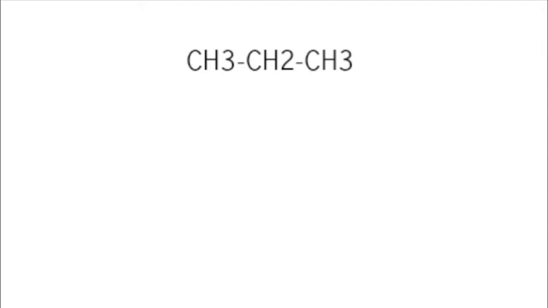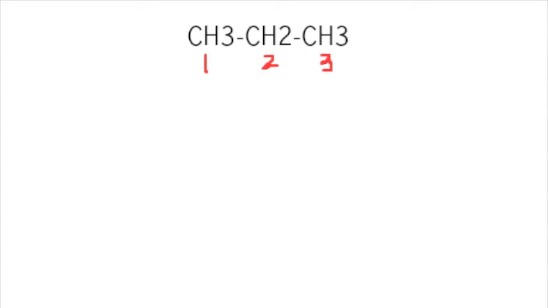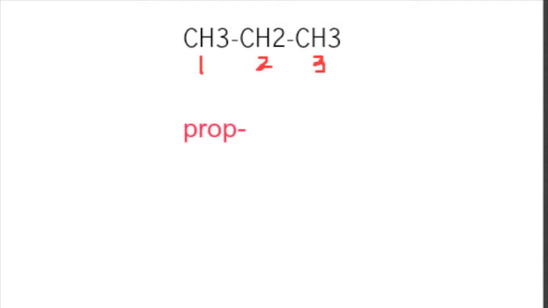Let's start. Let's first start with the chain. First of all, what we have to do is count the carbons. 1, 2, and 3. Now, can you guess what prefix we'll have? Yeah, correct. Prop. Now, as you can see, our compound doesn't have any substituents, and by substituents, I mean the alkyl groups. So we can finish naming our compound.